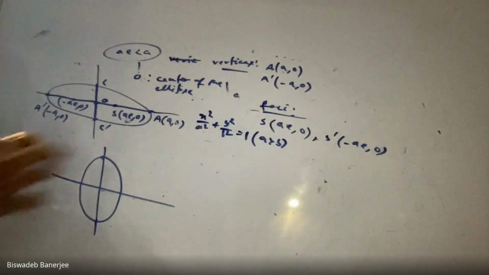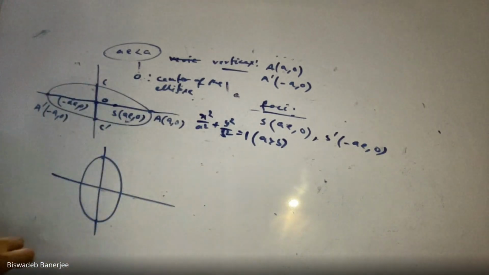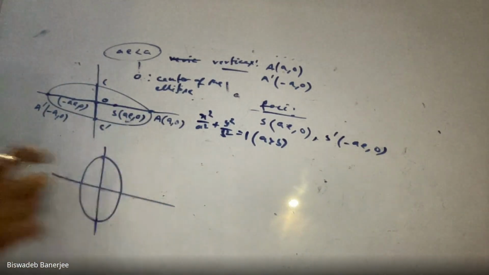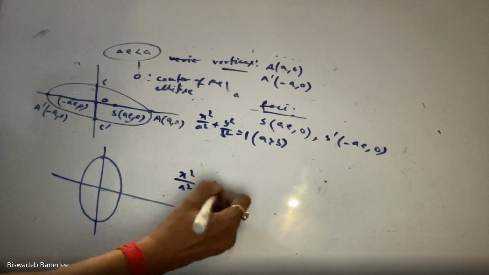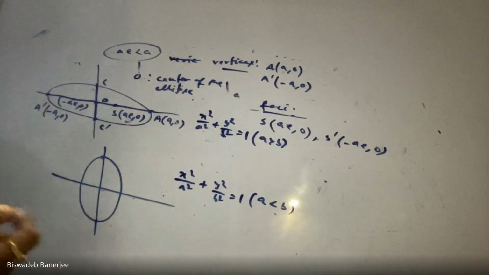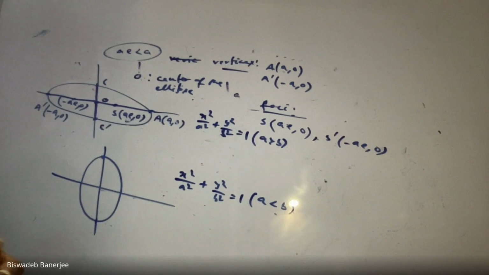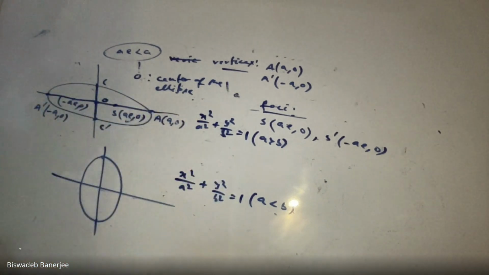This is another trick. Here, a is greater than b. That means my length of major axis is greater than my length of minor axis. And here, the equation will be x square by a square plus y square by b square equal to 1, but here a is less than b. You can consider it like this. Or you can interchange a square and b square: x square by b square plus y square by a square equal to 1. Sometimes we write it like this, but here a is less than b. So this will be my diagram of the ellipse.